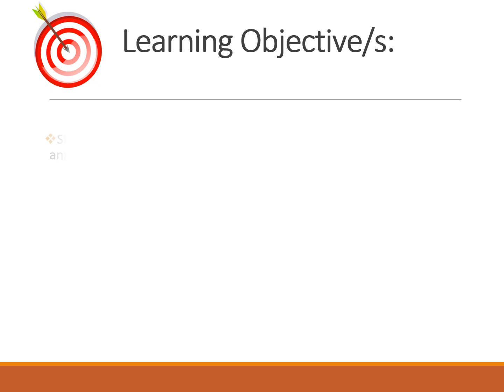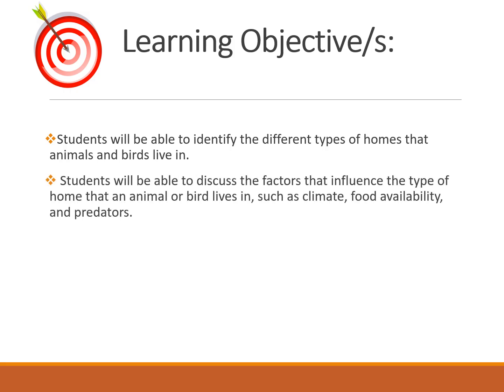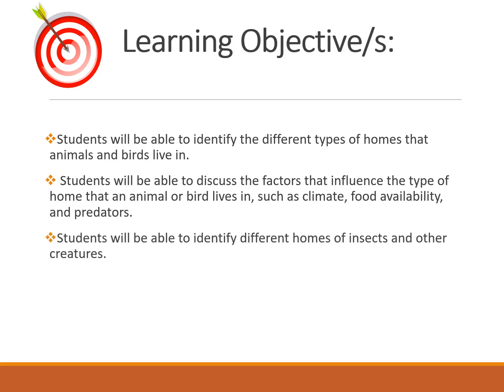Teachers, we will see the specific learning objectives of this topic. Students will be able to identify the different types of homes that animals and birds live in. Students will be able to discuss the factors that influence the type of home that an animal or bird lives in, such as climate, food availability, and predators. Students will be able to identify different homes of insects and other creatures. Students will be able to identify concerns for animals and birds.